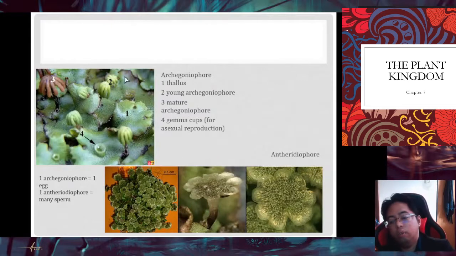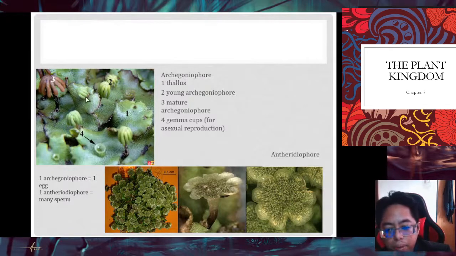Yeah, so if you look at the real picture here, okay, this flattened leaf is called thallus. On the thallus, you can see these dreadlock-looking things. These dreadlock-looking things are archegoniophores. Under these dreadlocks are actually the eggs being created. Okay, this green one is young, the brown one is mature.